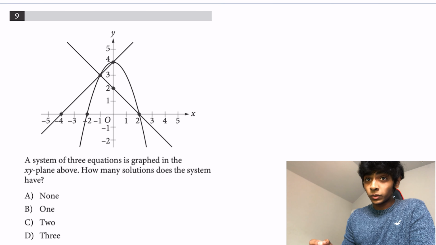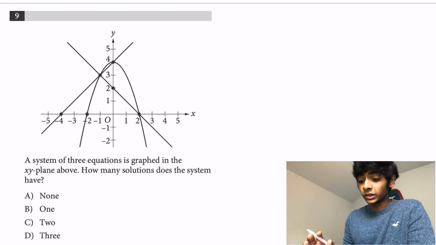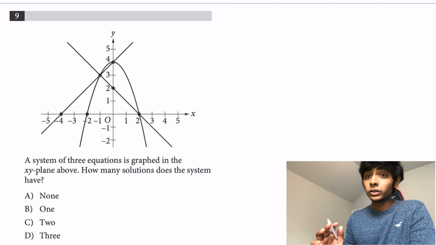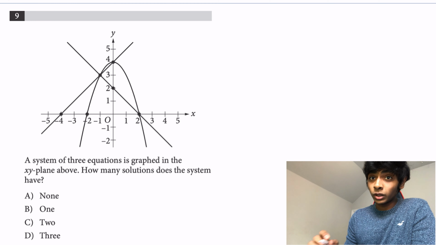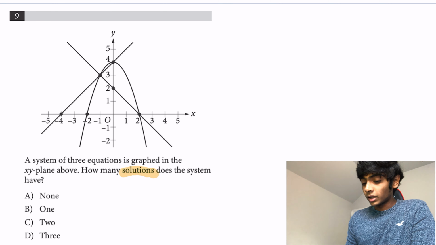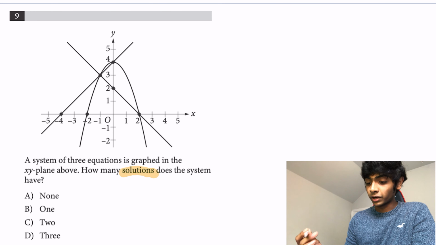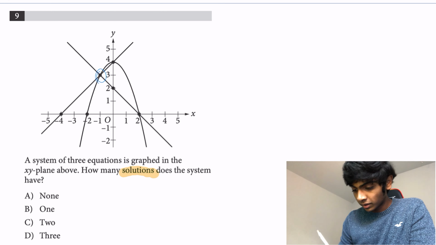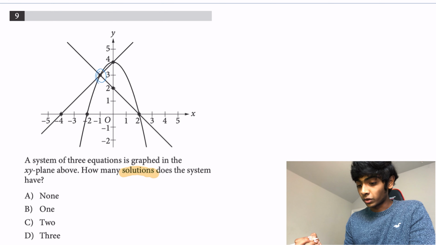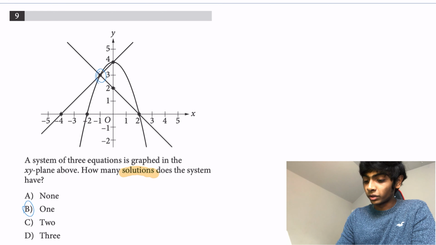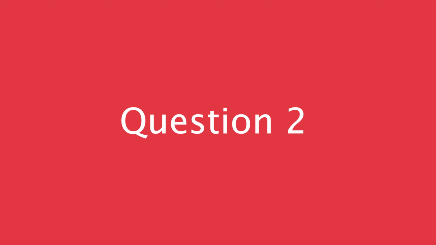Okay, so let's begin with this question, number 9, and it's saying that a system of 3 equations is graphed in the xy plane above. How many solutions does this system have? And the key word we have to look out for here is solutions. Now, this means the same thing as intercepts in this particular question, because all we have to find is how many points are there where all 3 of the lines cross together, right? So I know there's 1 point over here, and that's about it. There's only 1 point. So the answer to this question would be 1, because that's the only point where all 3 of these lines intersect. So the answer to number 9 would be B.